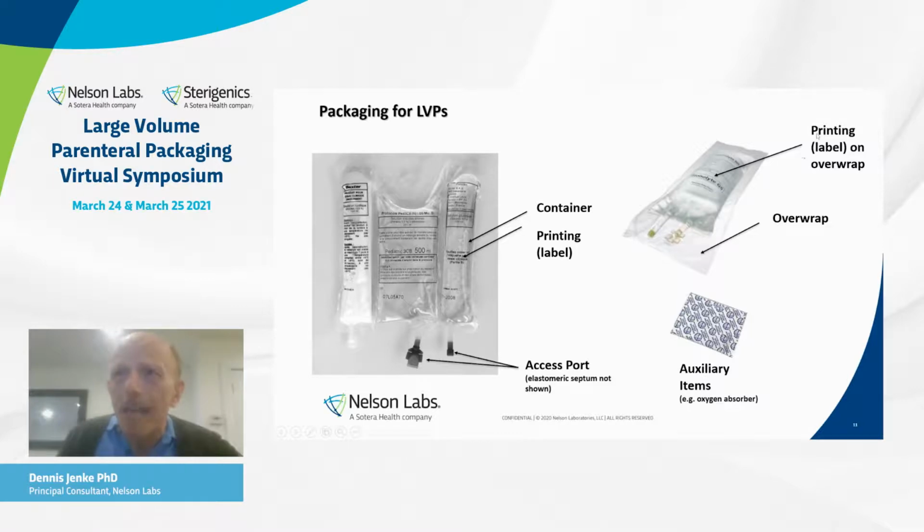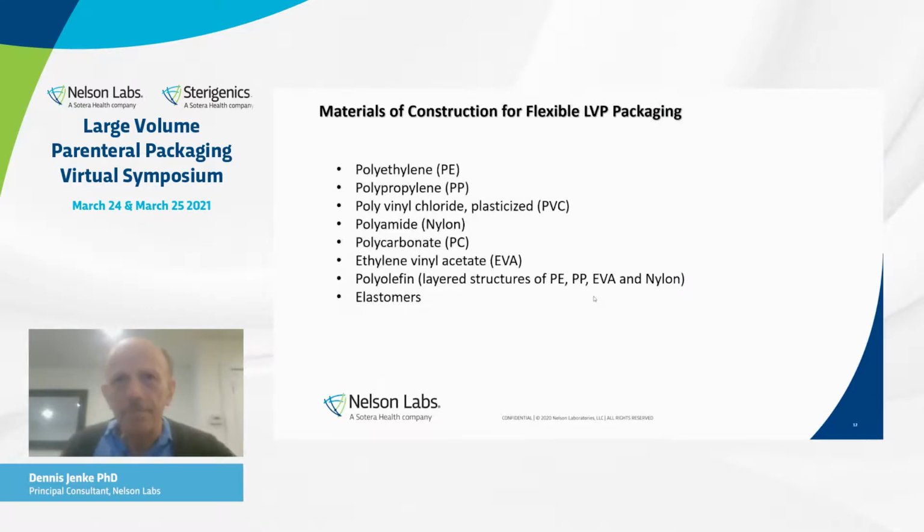That overpouch will have printing or a label attached to it. Inside that overpouch, there may be auxiliary items like an oxygen absorber, for example. A desiccant might be another example. So all of a sudden, the packaging system for an LVP is not as simple as, hey, it's just a bag. You will find a number of materials of construction go into this container closure system.